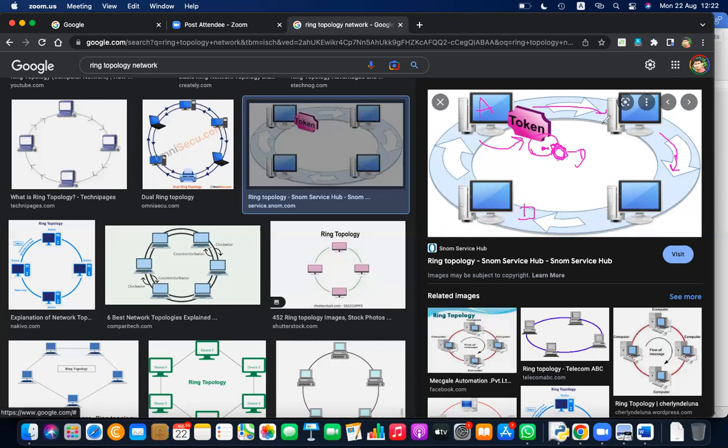So actually everybody receives the message. B also reads that, but B knows it is not for them, so B will ignore. C will also receive the message. C knows that it's not for him, so C will also ignore. It will go to D.